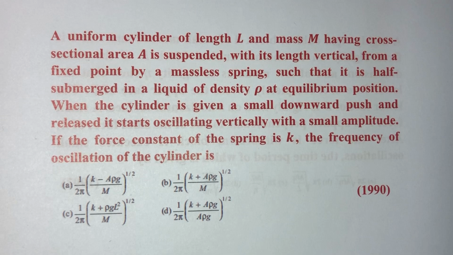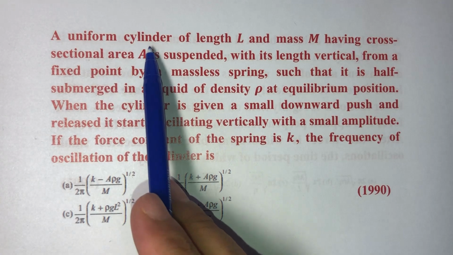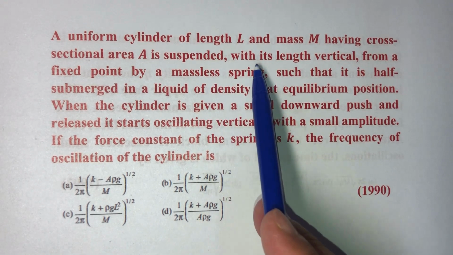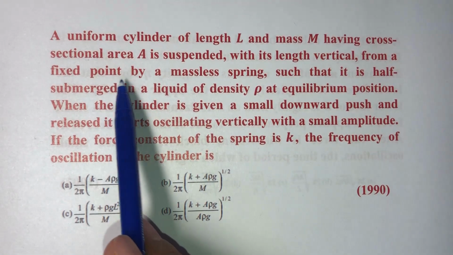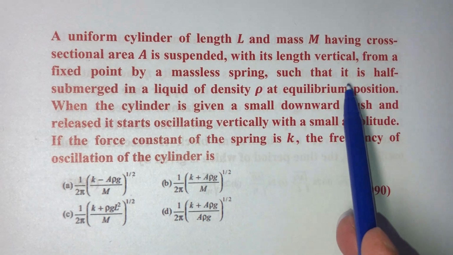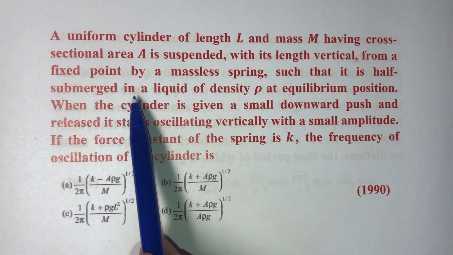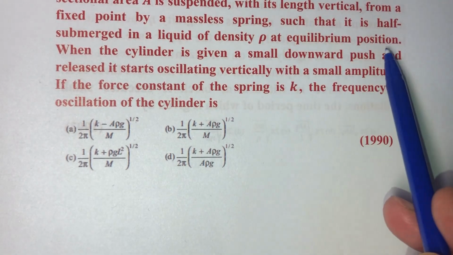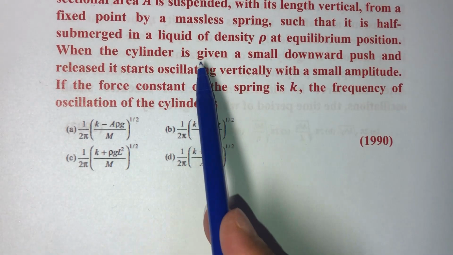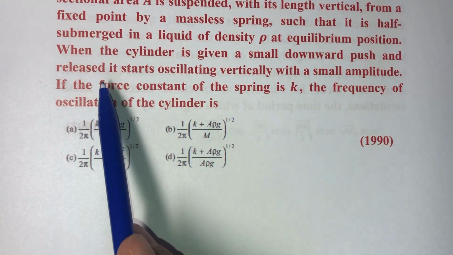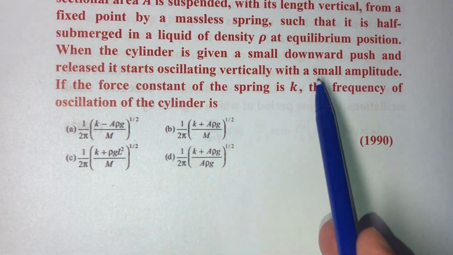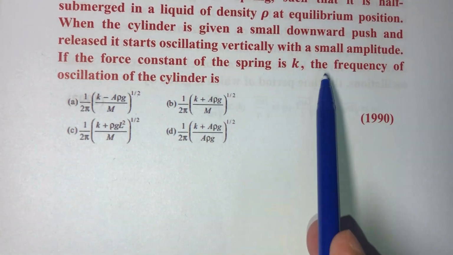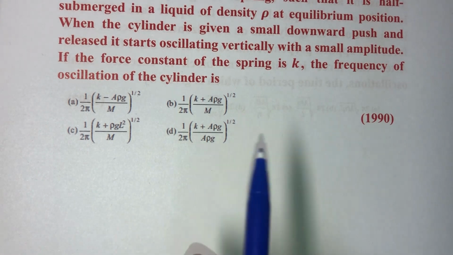Hello friends, today's question. A uniform cylinder of length L and mass m having cross-sectional area A is suspended with its length vertical from a fixed point by a massless spring such that it is half submerged in the liquid of density rho at equilibrium position. When the cylinder is given a small downward push and released, it starts oscillating vertically with a small amplitude. If the force constant of the spring is K, the frequency of oscillation of the cylinder is.